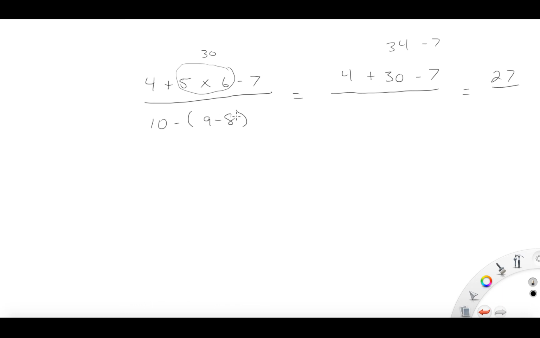What's the bottom? Do what's in the parentheses first. So 9 minus 8 is 1. So we have 10 minus 1, which is 9. So what is 27 over 9? That division problem equals 3. There's our answer. All right, that's your lesson, lesson 63. If you have any questions, don't be afraid to ask, and I'll help you with whatever you need.